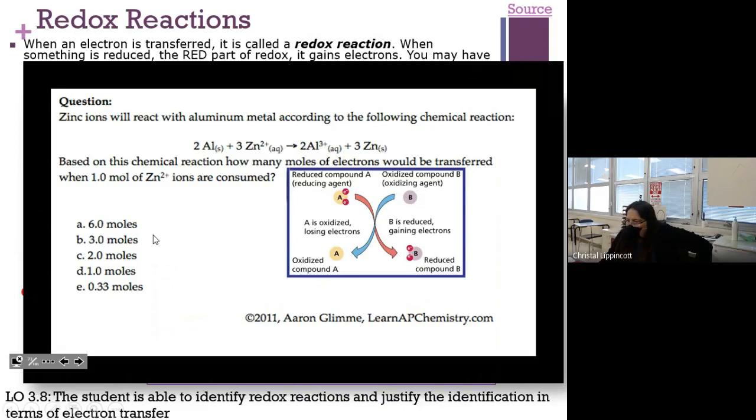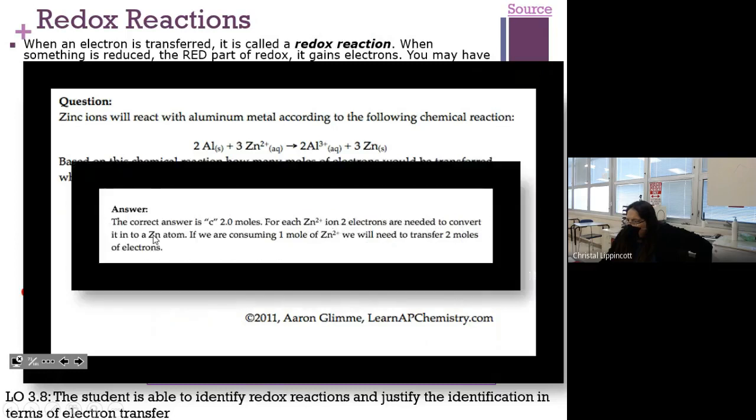All right, let's check our answer here. The correct answer is C. 2 moles for each zinc ion. 2 electrons are needed to convert to the zinc atom. We're consuming 1 mole of zinc, so 2 moles of electrons transfer over.